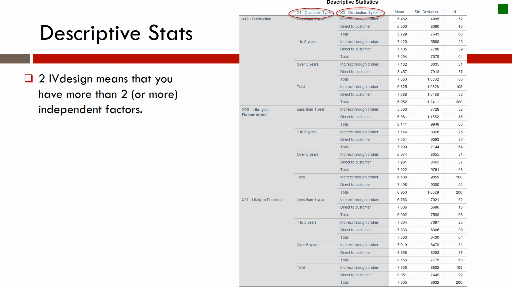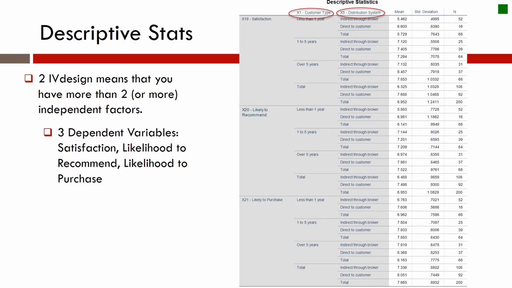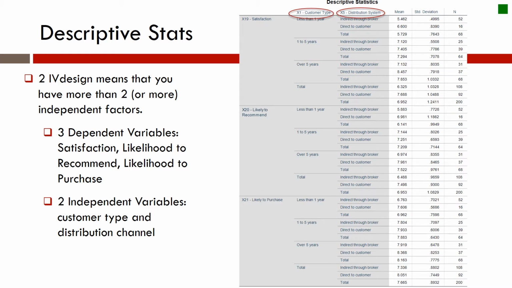So as you set this up in this particular case, we have two or more independent factors, and in this particular example, we have two. We have customer type and we have distribution system. Again, this is using the HBAT data, the HBAT 200 data, so if you want to follow along and run an analysis, you can do this.